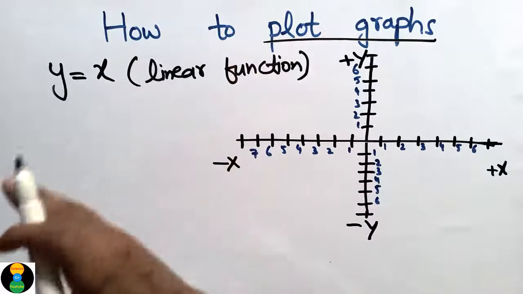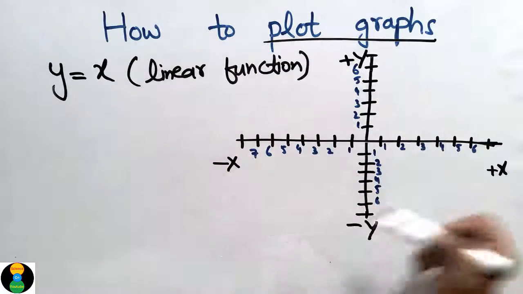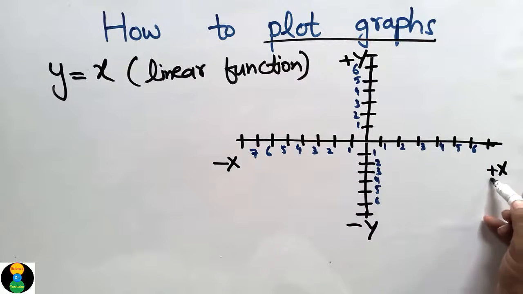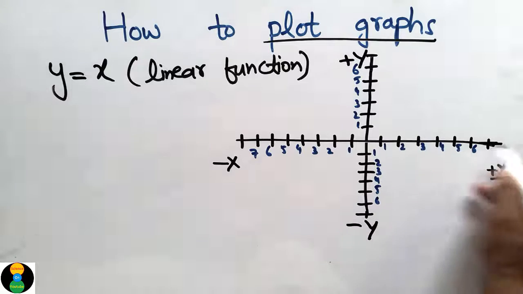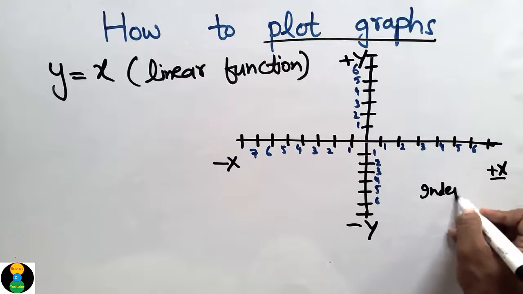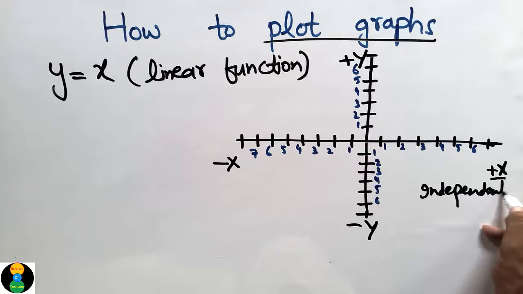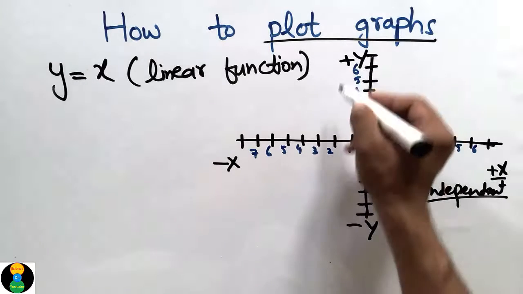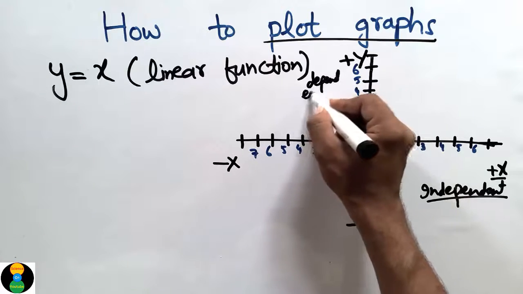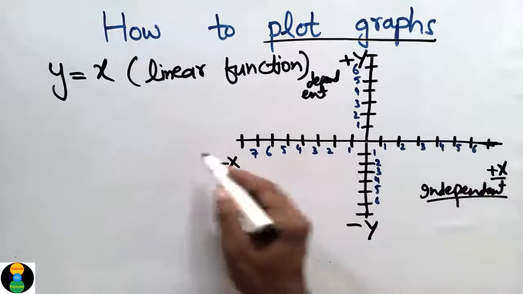So these are the four coordinates. You know about these coordinates, that on the right side we have plus x. This is also called the independent coordinate, and this is called the dependent coordinate, the y. Y is called the dependent and x is called the independent.